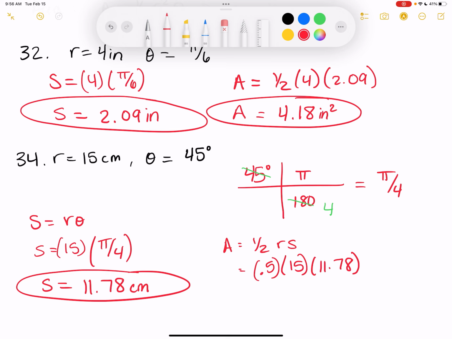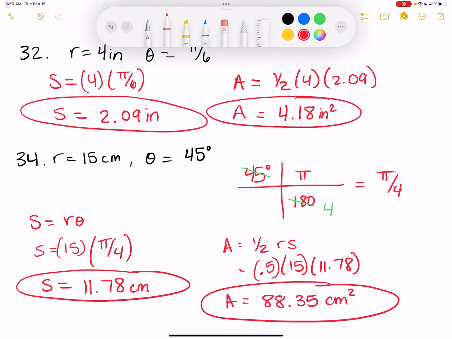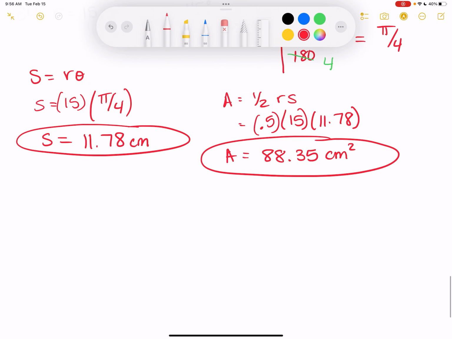What did you get? 88.35 centimeters squared. I got the same. Wrong. You didn't put the unit, so you get a 0. Put the squared. Are we okay on those? Yes, this is just plugging it into a formula. That was a lot easier than the notes made it sound.